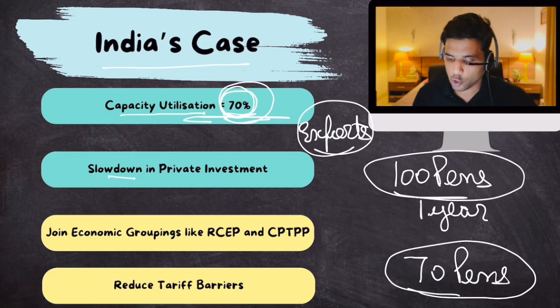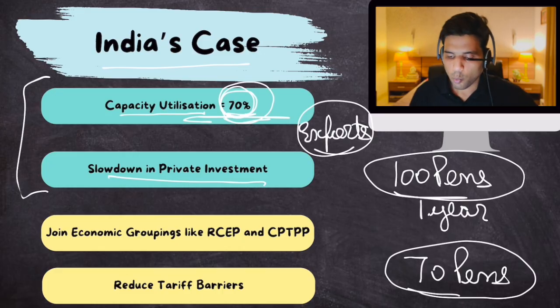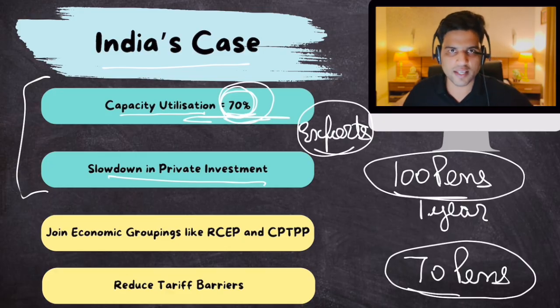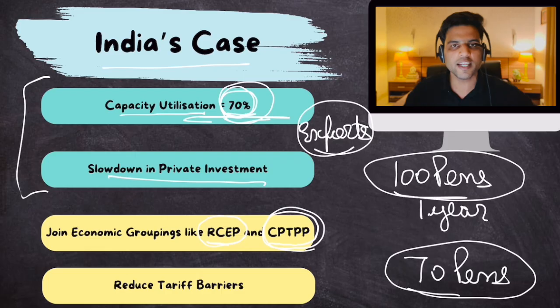There has been slowdown in private investment. Clear? Now, one way through which we can still become a part of this China plus one strategy is, and Niti Aayog CEO BVR Subramaniam said that there are still ways through which we can do that. Number one is, we can join regional groupings like Regional Comprehensive Economic Partnership, Comprehensive and Progressive Trans-Pacific Partnership. These are regional economic groups. We will have free trade agreements with these groupings, and we will be able to export a lot.